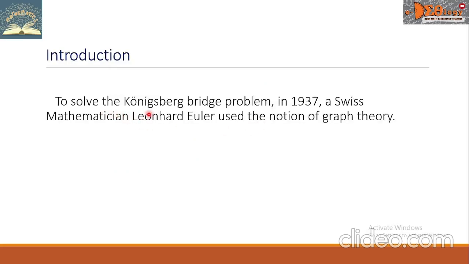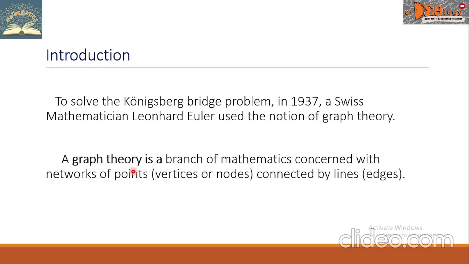To solve the Königsberg Bridge problem in 1937, a Swiss mathematician, Leonhard Euler, used the notion of graph theory. A graph theory is a branch of mathematics concerned with networks of points, sometimes called vertices or nodes, connected by lines or edges.